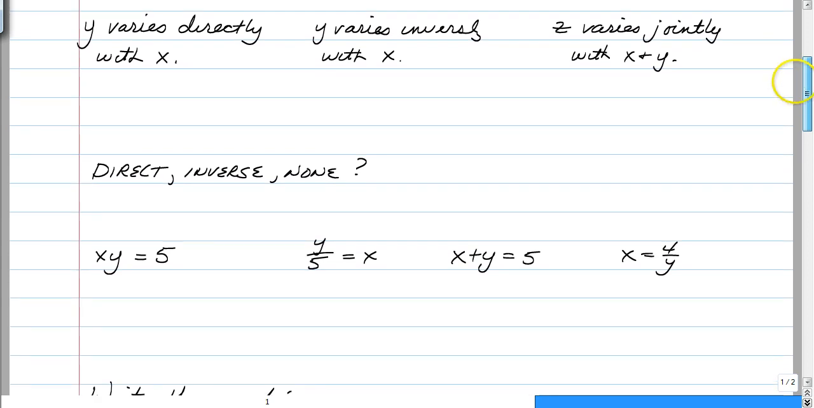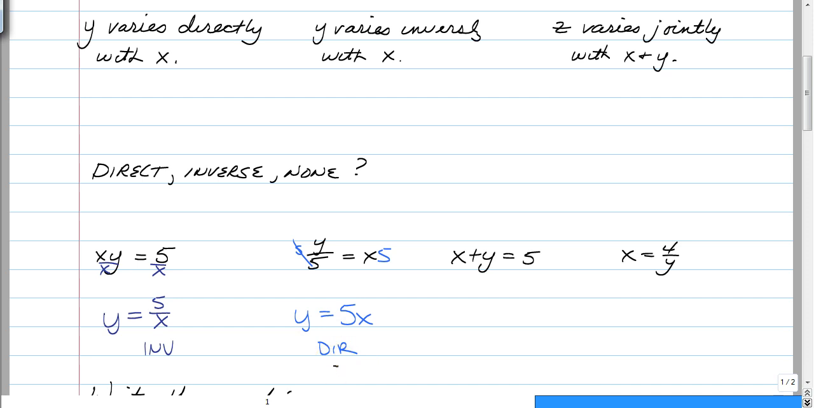So the first thing is, how can you tell if something is direct, inverse, or none? Well, what you want to do is get y by itself for these examples right here and see what it looks like. So if you get y by itself, you have to divide both sides by x here. And that's going to give you y is equal to 5 over x, which means that looks exactly like y is equal to k over x, so this is inverse variation. In the next example, again, get y by itself, so you multiply both sides by 5. And that's going to give you y is equal to 5x, which is exactly like y is equal to kx, so this is direct.